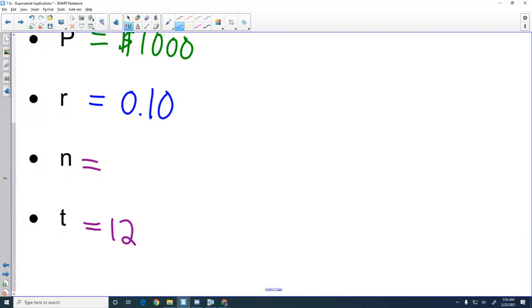So N is the number of times that interest is applied in a given time frame, in a single year. So how many times does he get interest per year? Just once. He's only getting interest one time per year. But because the time frame is 12, he's going to get it 12 times. So there's this subtle difference between N and T. N is typically going to be the number of times that interest kicks in a given year. T is the time frame, how many total years have gone by.